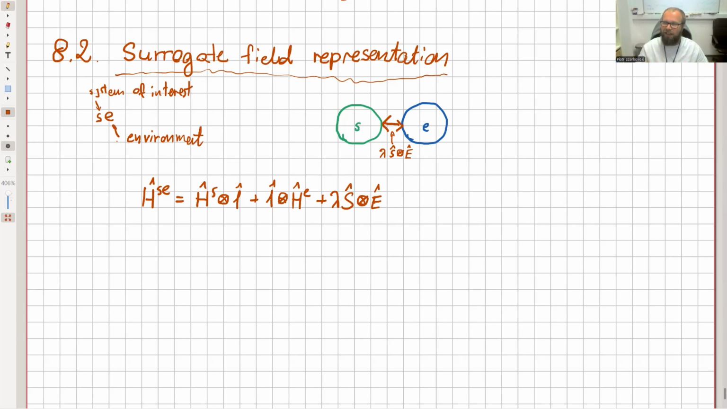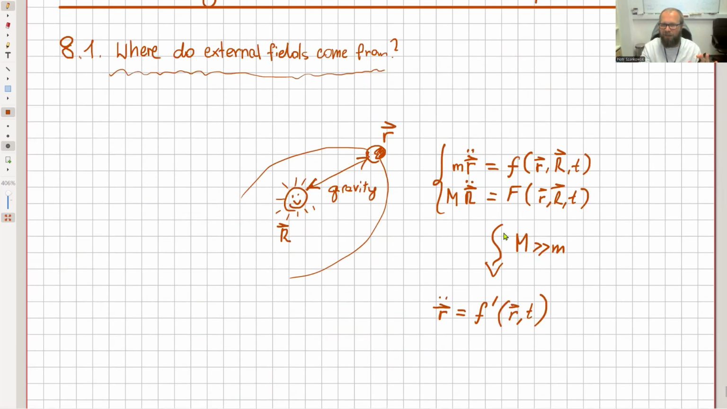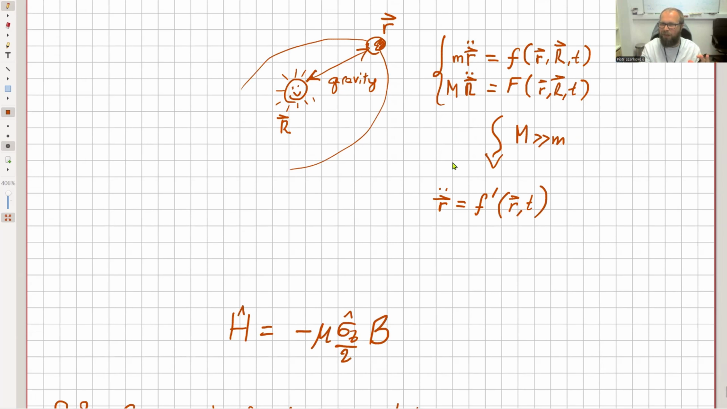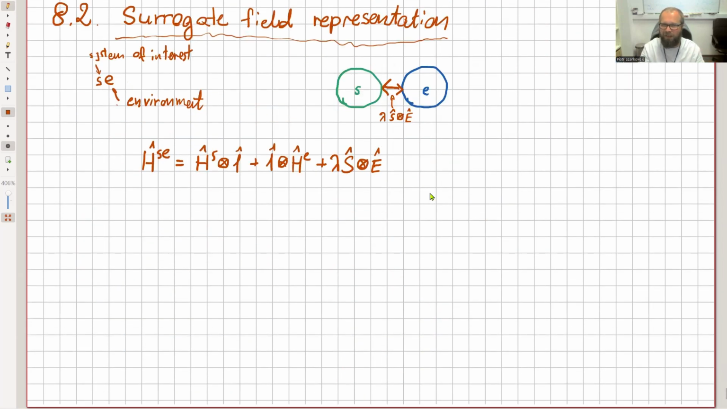And the idea behind this external field approximation, so what formally we would like to write down is, so this is a two-body problem, right? And we want to eliminate one of the bodies, the environment specifically. So we would like to move from this to some effective Hamiltonian in S only, okay?